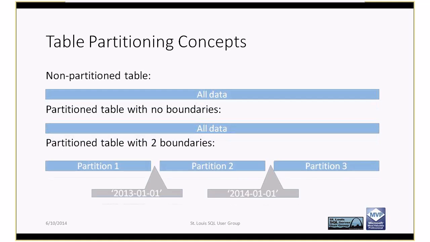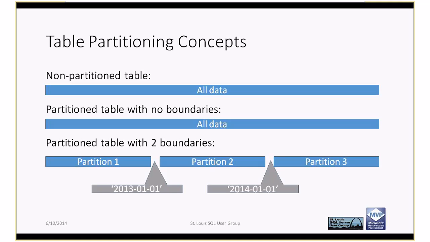So this is what a non-partitioned table looks like. That's the top bullet there, where all the data goes in a single partition. That's exactly what it is today. When you have a partitioned table with no boundaries, it also looks exactly the same. The only difference is you have the capability to add additional boundaries after it's created. And then the last third of the slide shows the table with 3 partitions.